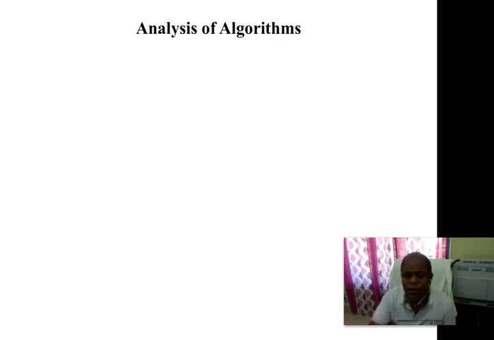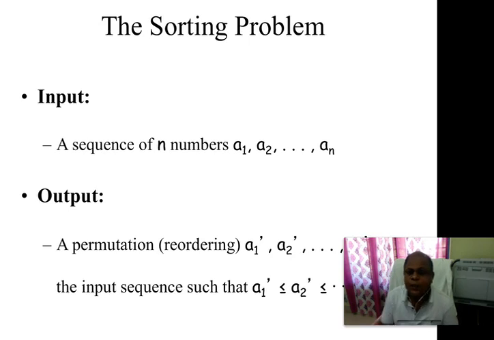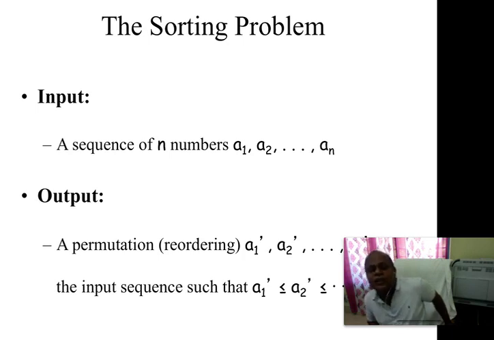Now let us consider a simple sorting problem. As we know, in the sorting problem, a sequence of n numbers is given, represented by a1, a2 up to an. And what will be the output? The output is to arrange the numbers, in this case in ascending order. That means arrange the numbers a1, a2, a3 such that a1 is less than a2, is less than a3. This is the problem statement.